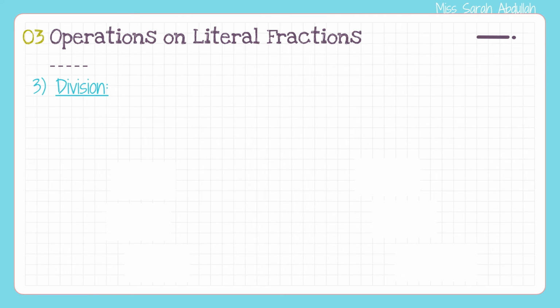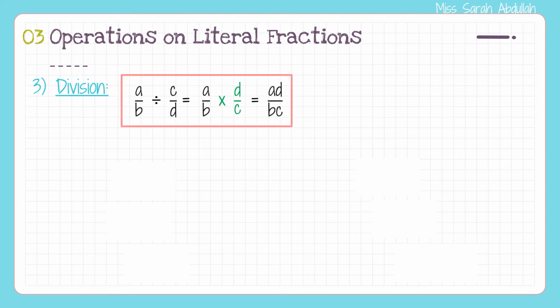All right, division. Division is very simple, and as long as you know multiplication, you will know how to do division. A over B divided by C over D. I need to change the division into multiplication, all right? But when I do that, the fraction that comes after the division, I need to write its reciprocal. Reciprocal means the numerator becomes the denominator and the denominator becomes the numerator. So C over D becomes D over C. And now we do normal multiplication, AD over BC.